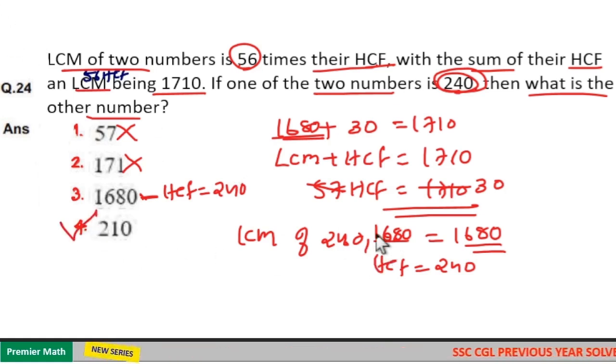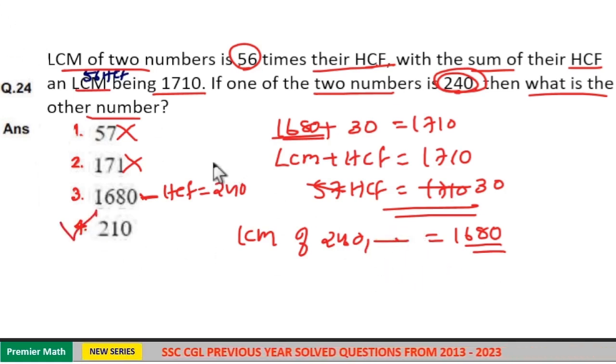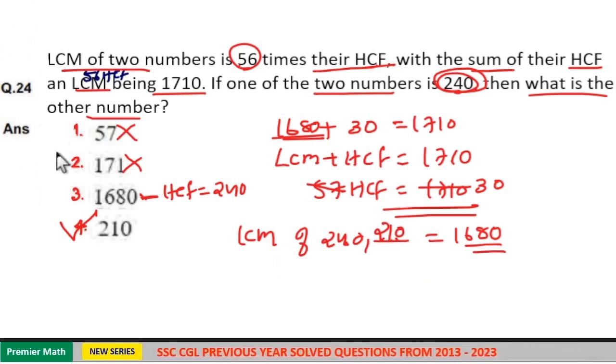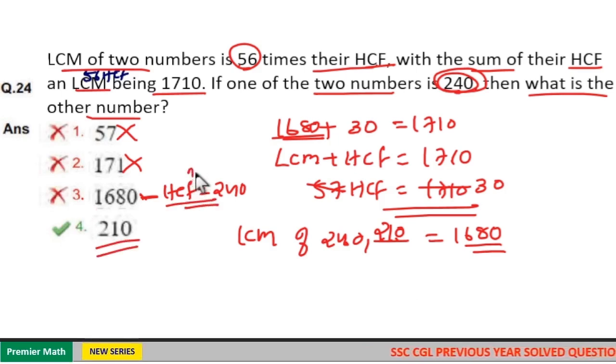LCM of 240 and 210 is 1680 and their HCF is equal to 30. So option 4 is your answer.